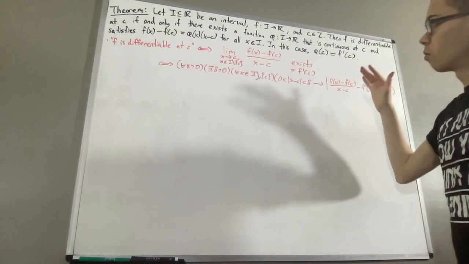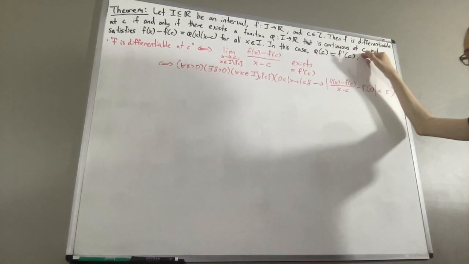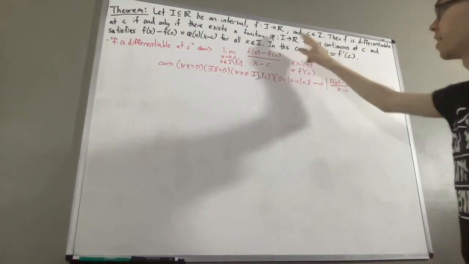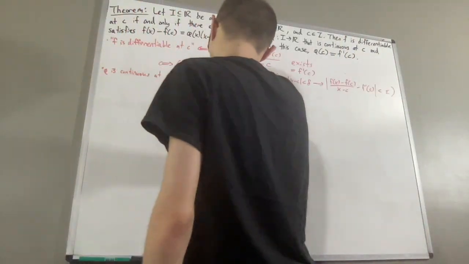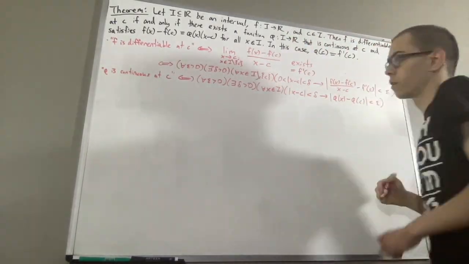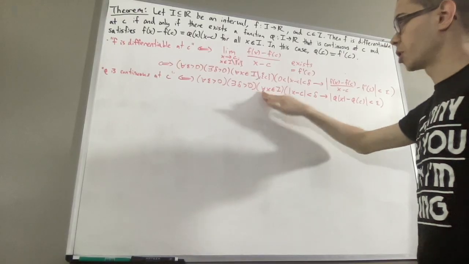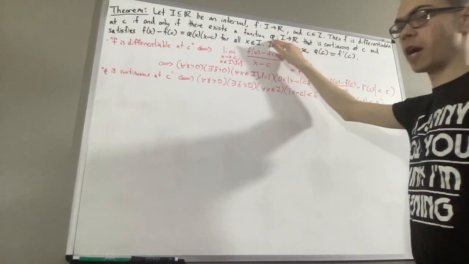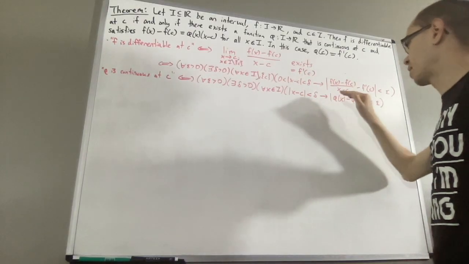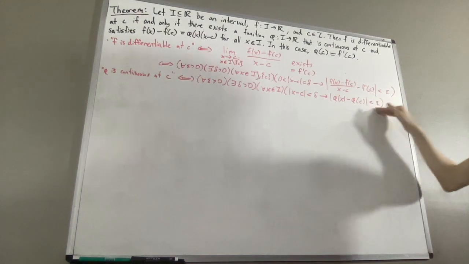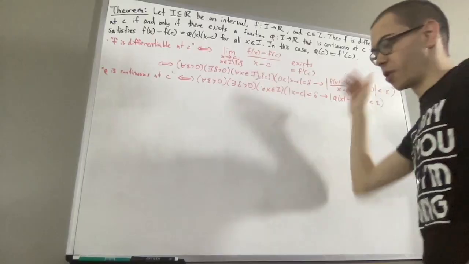Now, we're also going to need to know what it means for phi to be continuous at c. By definition of continuity, to say that phi is continuous at c means the following. It means for every epsilon greater than 0, there exists a delta greater than 0, such that for all x in the domain of our function phi, if absolute value of x minus c is less than delta, then absolute value of phi of x minus phi of c is less than epsilon. Okay, so now let's get into proving this theorem.